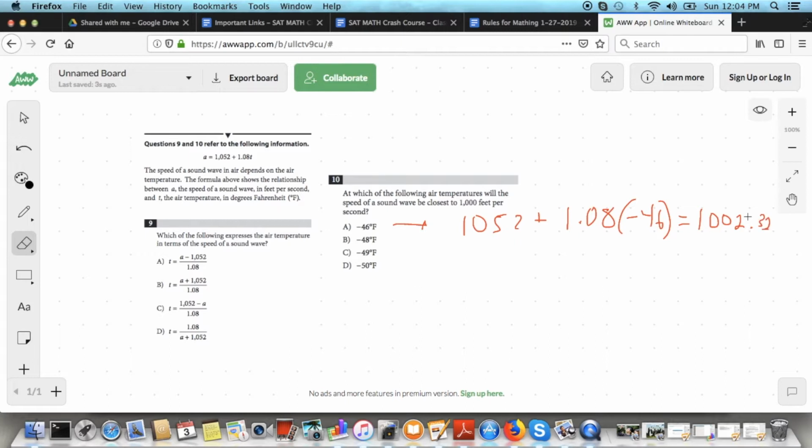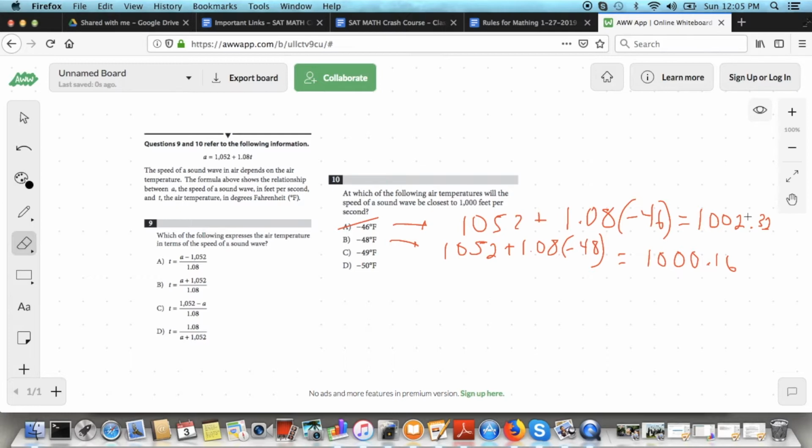Looking pretty good so far, right? But notice all the values in the answer choices are pretty close to each other, so let's see if we can get a little bit closer. I'm going to take -48 and plug that into the equation: 1,052 plus 1.08 times -48. Times 48 equals, and I get something a little bit closer: 1,000.16. So B is closer so far. I can already eliminate A. I don't have to worry about it.